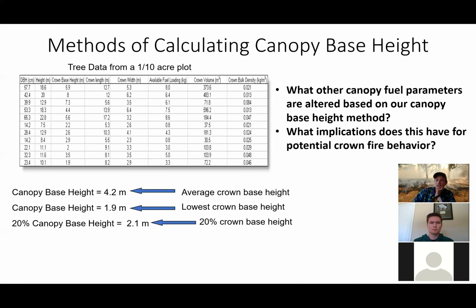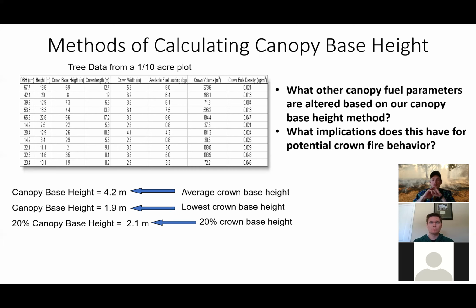The volume, exactly. The fuel. So when we drop the canopy base height down, we're now taking the same canopy fuel load, and we're going to have a larger volume that is distributed throughout, which means the canopy bulk density is going to go down.